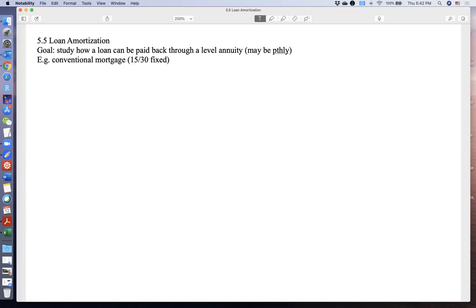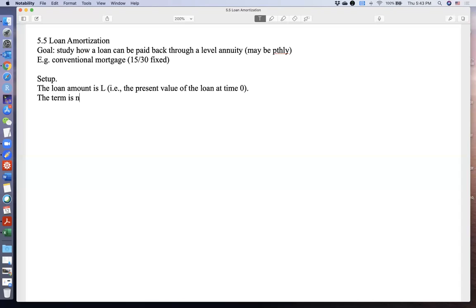Let's begin with the basic setup. The loan amount is L. Obviously, L stands for loan. It is the present value of the loan at time 0. So basically, that's how much you borrow, right? And the term is N.